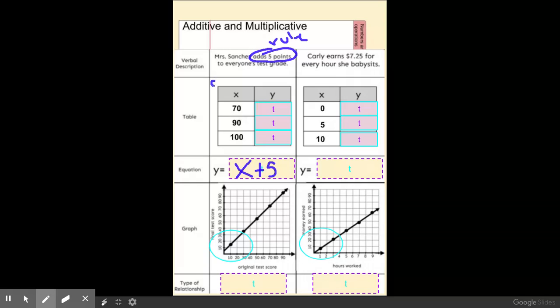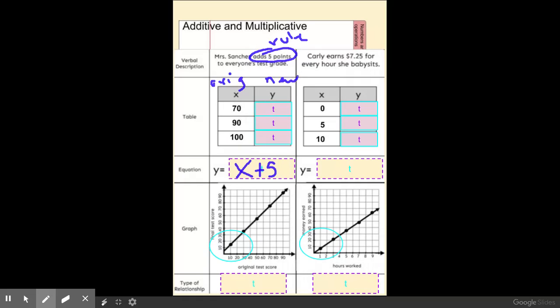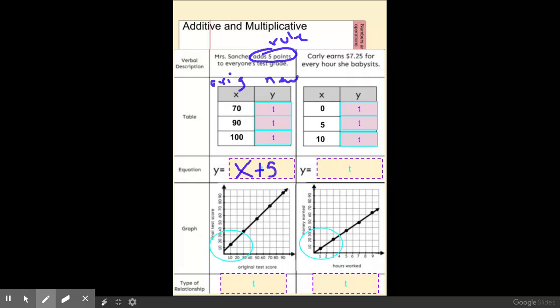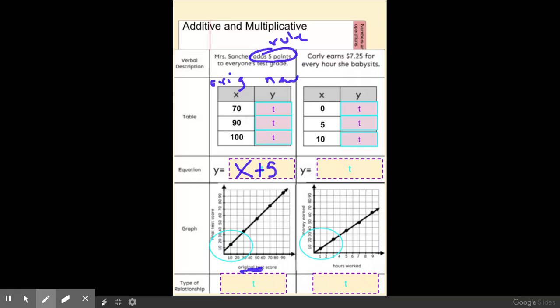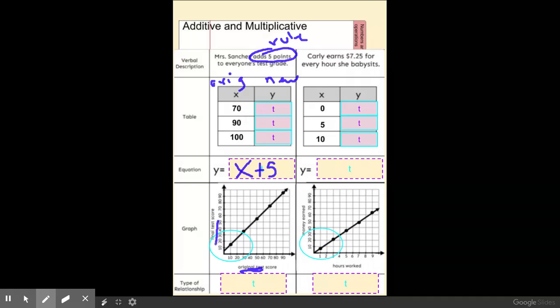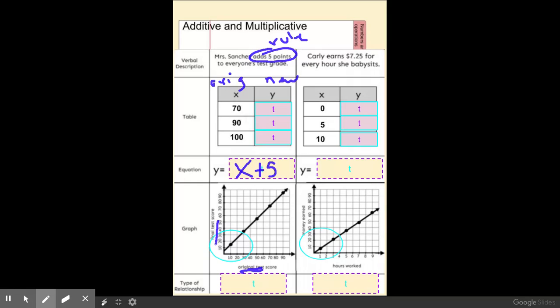So the x is the original test grade. The y is the new test grade. And I got them from down here where this says the original test score, and it says final, but I said new. So if we start with 70, so x is 70, what is 70 plus 5? Well, that's easy. It's 75. And then 90. 90 plus 5 would be 95. And then 100 plus 5 would be 105. And again, you guys have text boxes there where you can type into them. I just don't have them on mine.